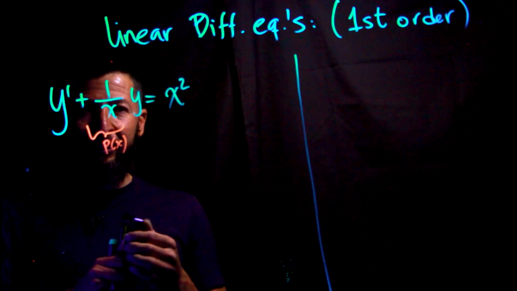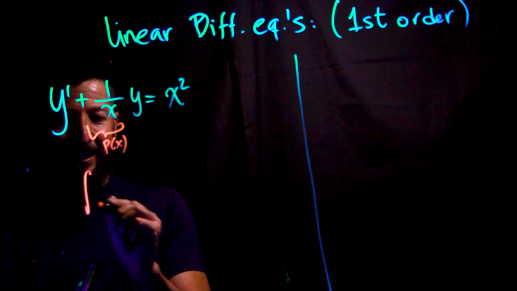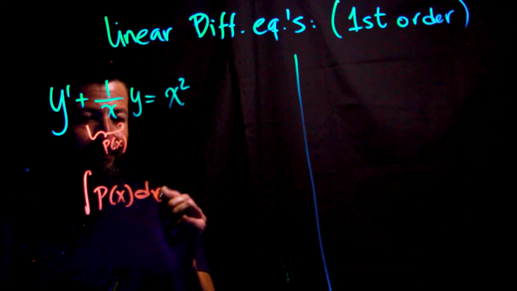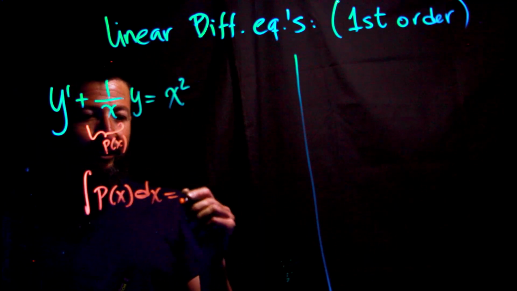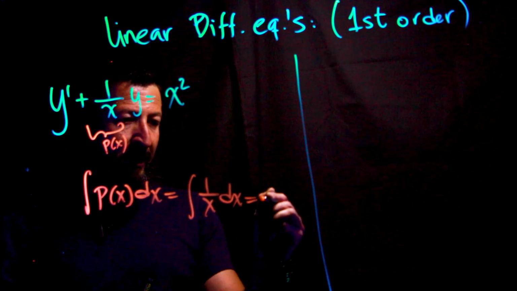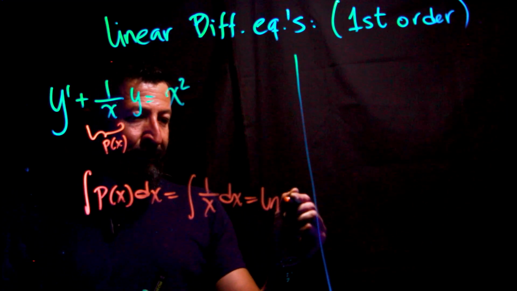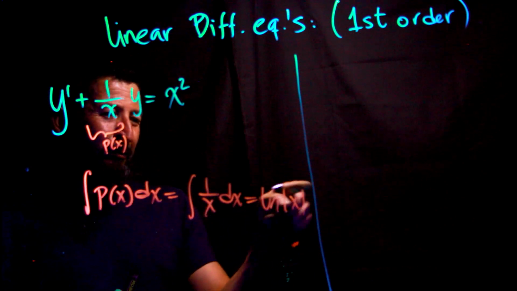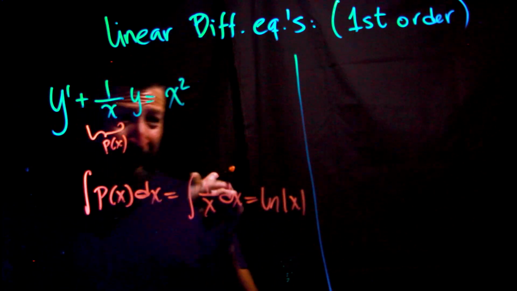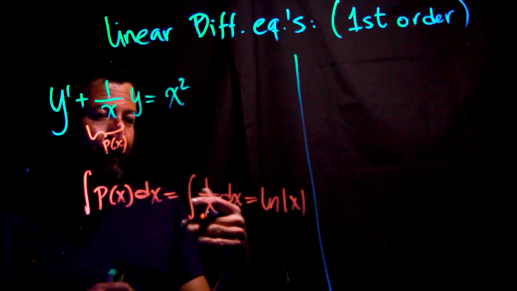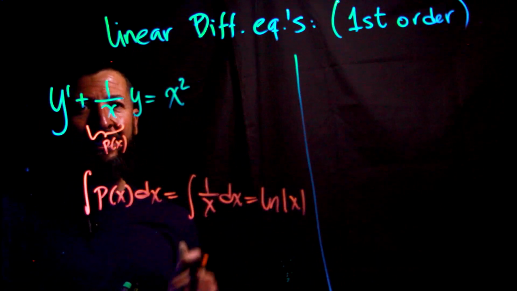So the first thing I'm going to do is compute that integral of p of x dx, which is what I need for my integrating factor. So it's going to be the integral of 1 over x dx, which is going to be the natural log of the absolute value of x. I'm going to leave the plus c away right now because it's not needed for this method. Whenever I solve it, I'm not going to use it. I want to do the constant at the very end.